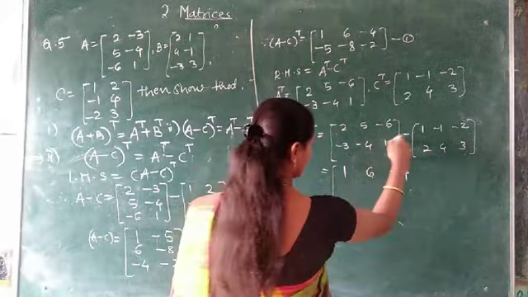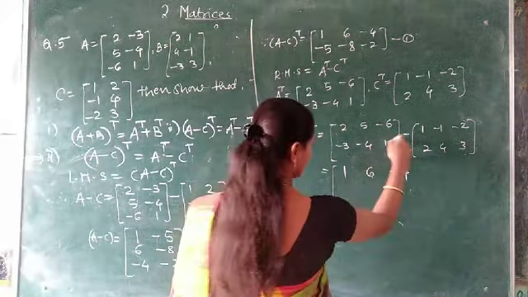Therefore, look at equation 1 and equation 2. Again, both are the same. Therefore, from 1 and 2, LHS is equal to RHS. Therefore, (A minus C) transpose is equal to A transpose minus C transpose. Hence, it is proved. Now, what is the next question?